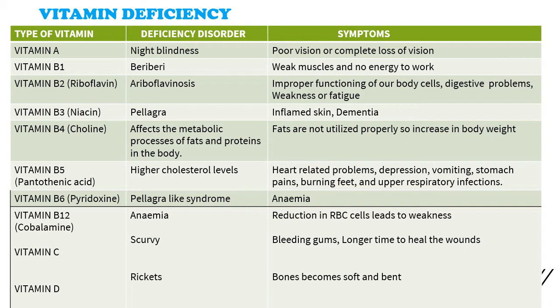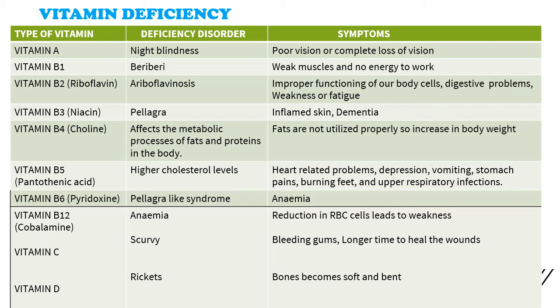Vitamin B2, other name is riboflavin. By its name, the deficiency disorder is also named ariboflavinosis. So you have improper functioning of body cells, you have some digestion problems, you have weakness. All these are related with vitamin B2 riboflavin deficiency.